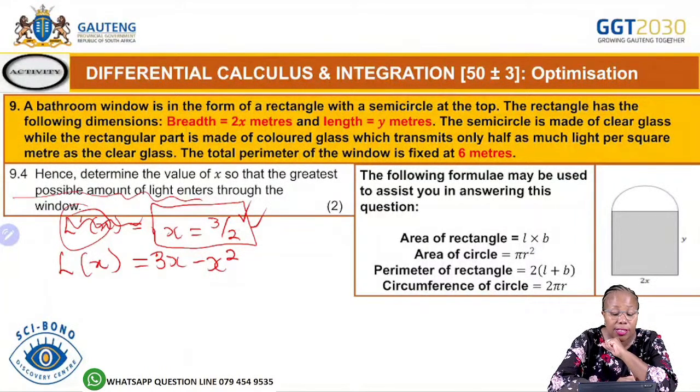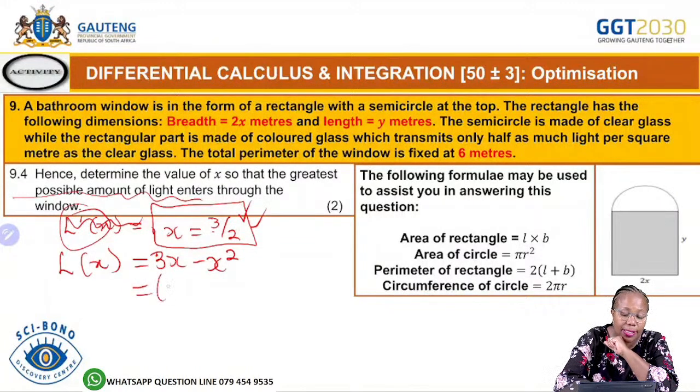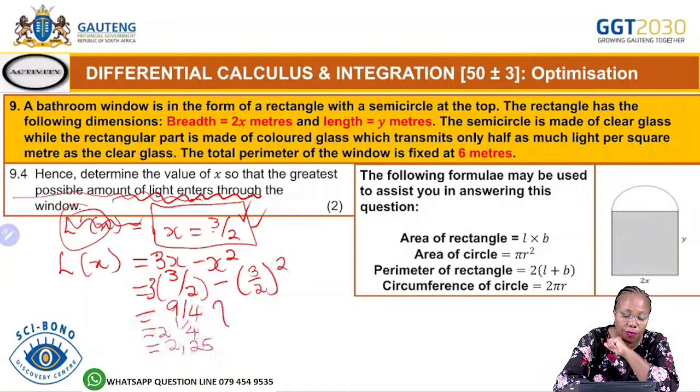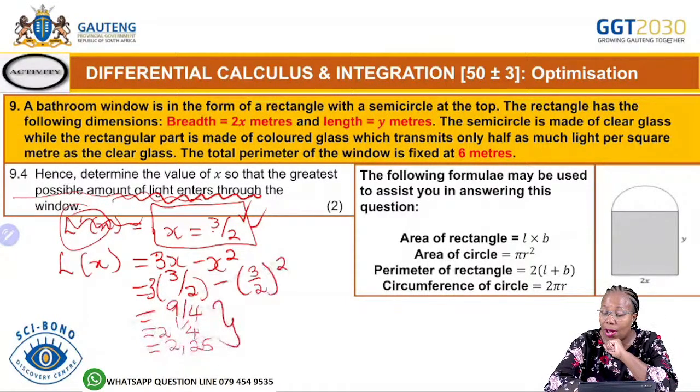Now since the x is the greatest, maximized, we can take this maximized x and substitute it here so that it can give us what? The amount of light that is maximum. So that will be 3 over 2 minus (3 over 2) squared. And then the maximum light that can come through that window is 9 over 4, or 1 over 4, or 2,25. All the notations are acceptable. All these mean one and the same thing, and this will be in square units.